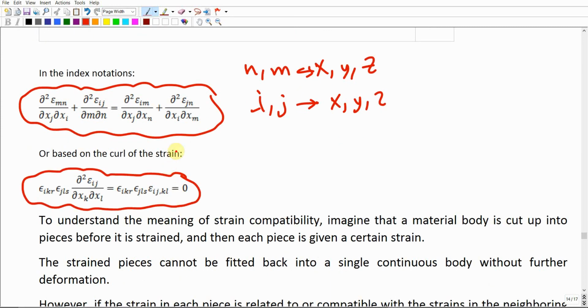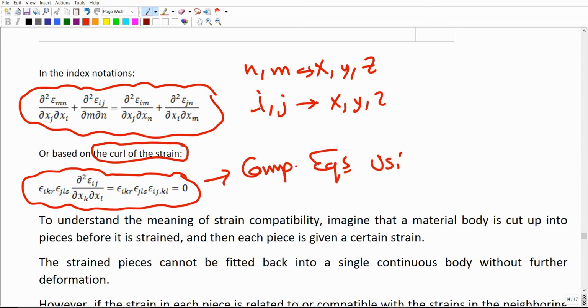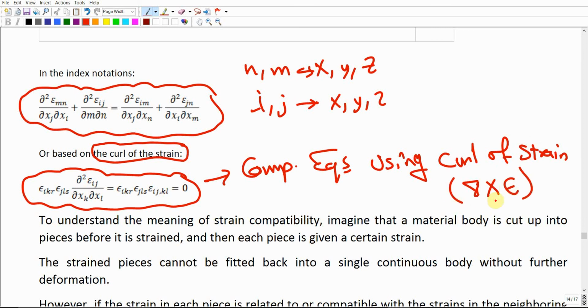which depends on the curl of the strain. So these are the compatibility equations depending on the curl of the strain. The curl of the strain, which is nabla cross epsilon. If we start from nabla cross epsilon, we're going to end up with epsilon. This is the strain tensor.